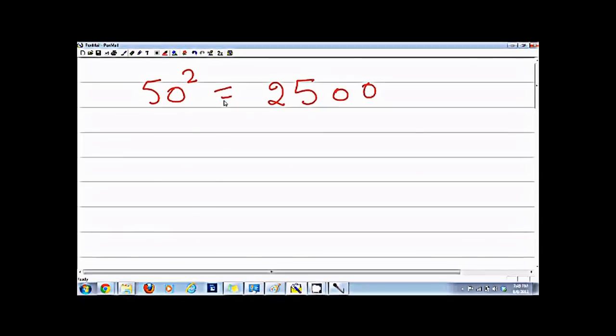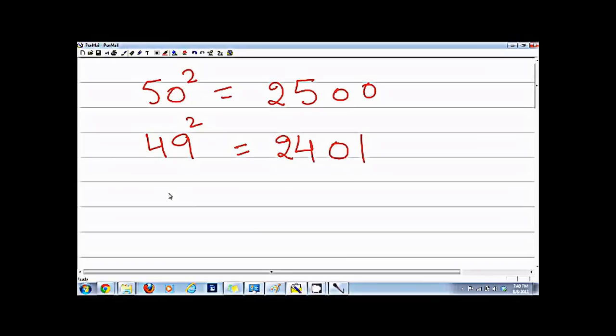Now if I want to take the square of 49, all I will do is subtract 1 from 25 because 49 is 1 less than 50, so I will say 24, and then write the square of 1, which is 1.